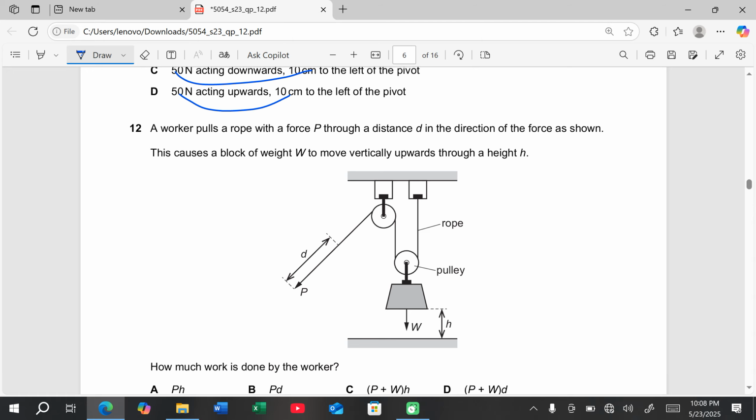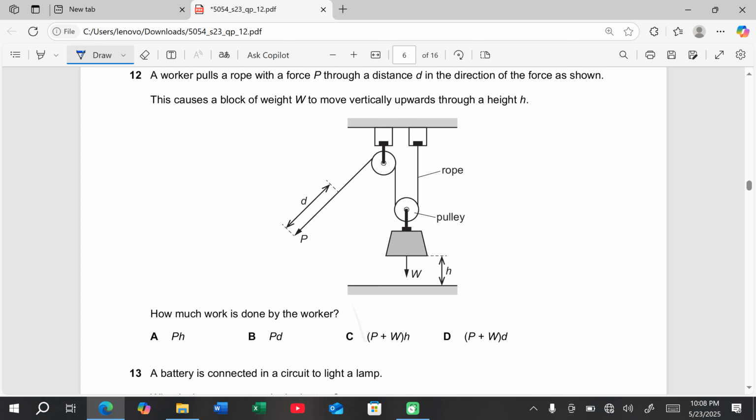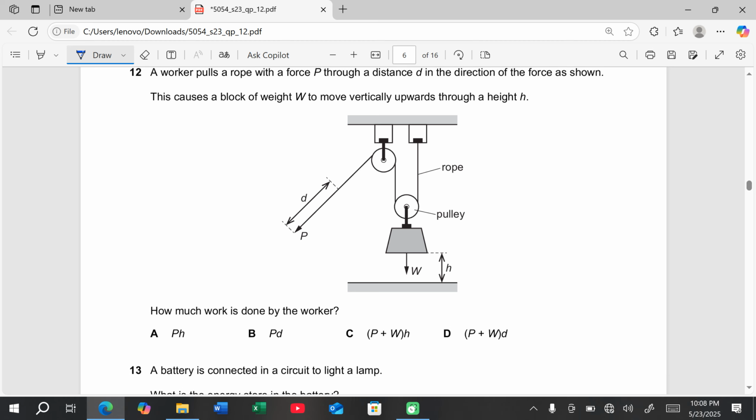The worker pulls a rope with a force P through the distance of D in the direction of the force, which causes the block of weight W to move vertically upwards through the height h. How much work is done by the worker? Since we are looking for the work done by the worker, this is the force by the worker and this is the distance moved, so force times distance is going to be the work done.